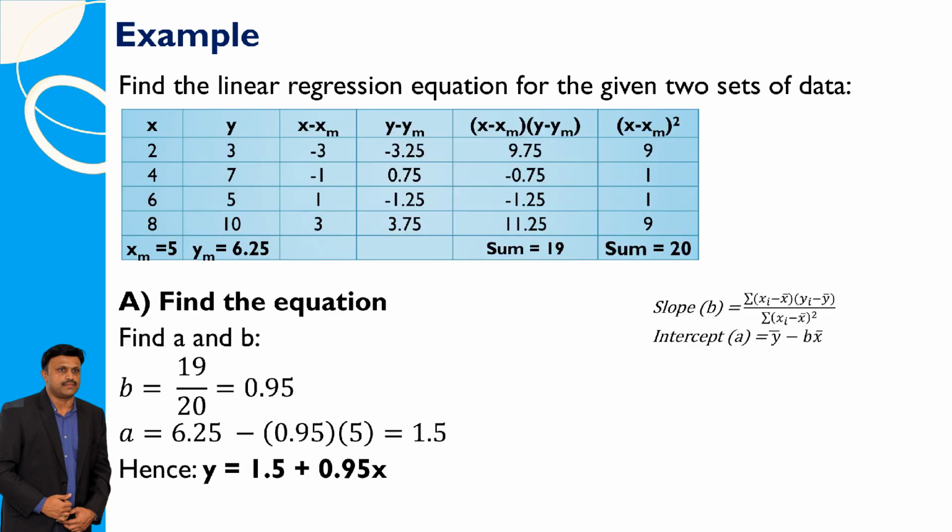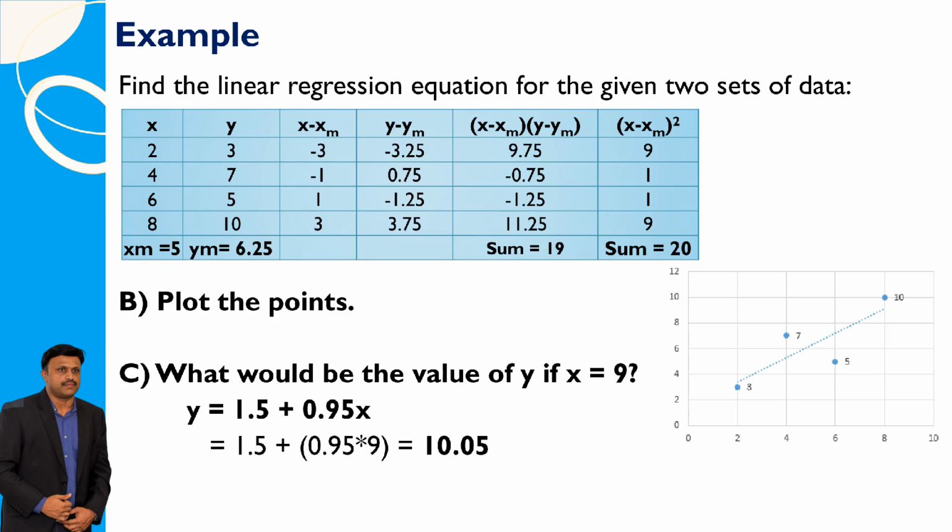To find the linear regression equation for the given data sets, use the coefficients a and b where b equals 0.95 and a equals 1.5. The linear regression equation is then determined as y equals 1.5 plus 0.95x. To determine the linear regression equation for the given data, use the formula y equals 1.5 plus 0.95x. Plot the points by graphing the data on a coordinate system. For x equals 9, substitute into the equation to find y. 1.5 plus 0.95 times 9 equals 10.05.